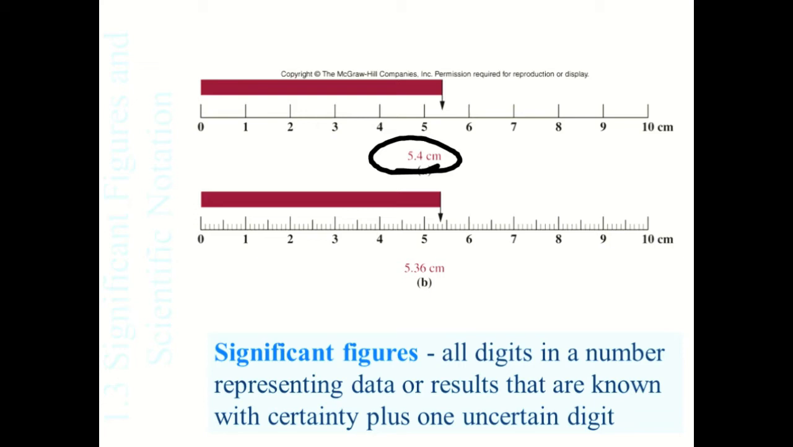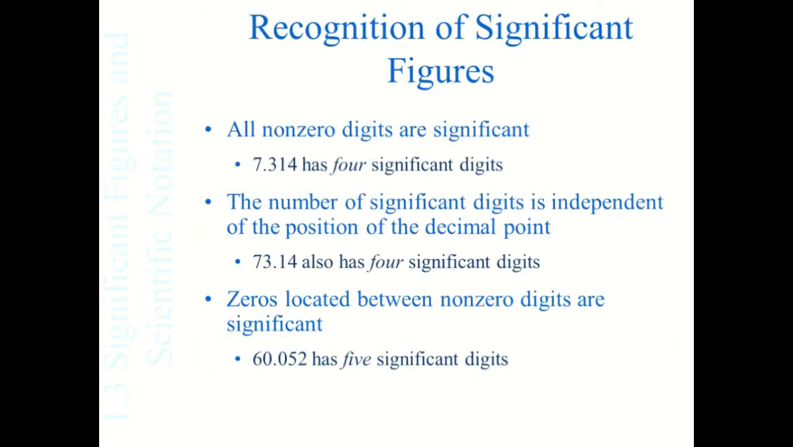So significant figures are all the digits in a number representing data, or results, that are known with certainty, plus one uncertain digit. I have to guess it. When I am given data or numbers and I want to identify the number of significant digits in that data, these are the rules.